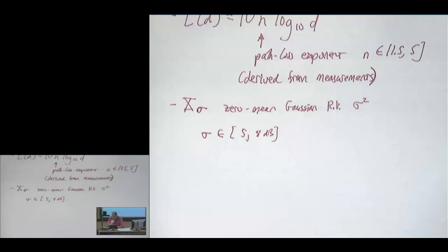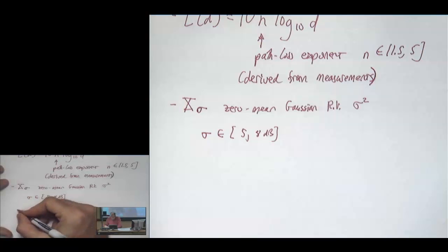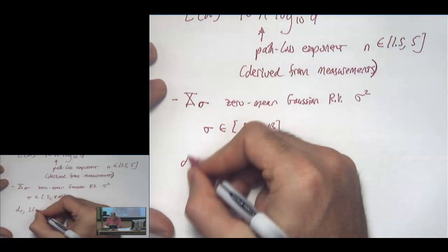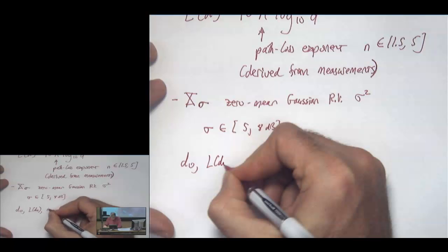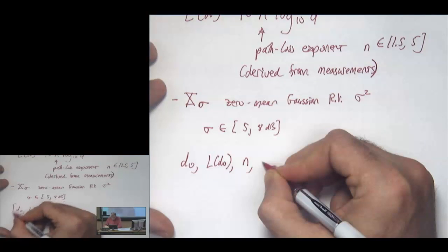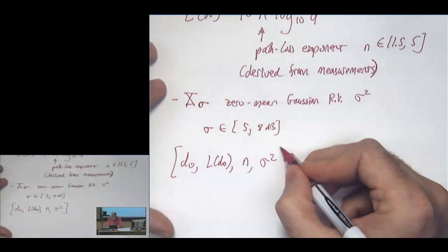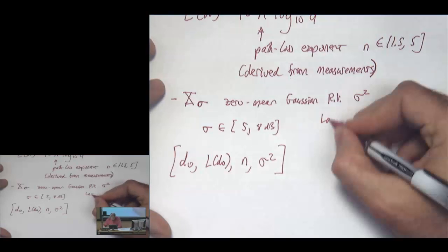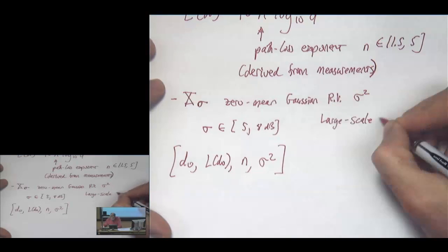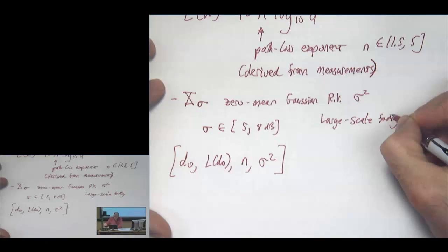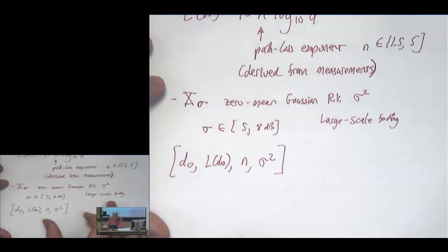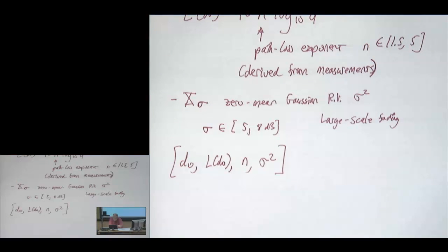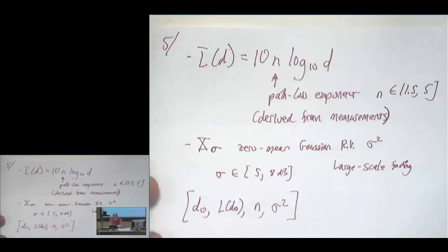So the parameters of this model, for the log distance model, are: we need the reference distance, we need the path loss at the reference distance, we need the path loss exponent, and we need the variance of this Gaussian random variable. This Gaussian random variable we refer to as large-scale fading. The small-scale fading refers to the variation on short time scales. The large scale is the variation on larger time scales. Okay, so that's the log distance path loss model.